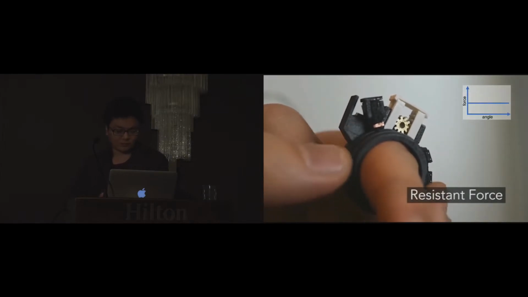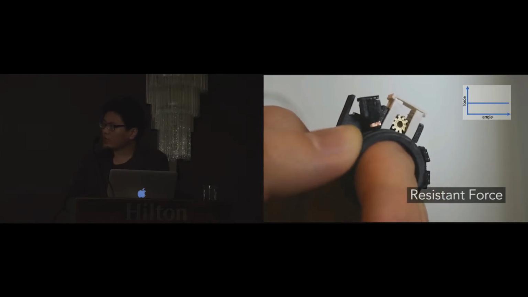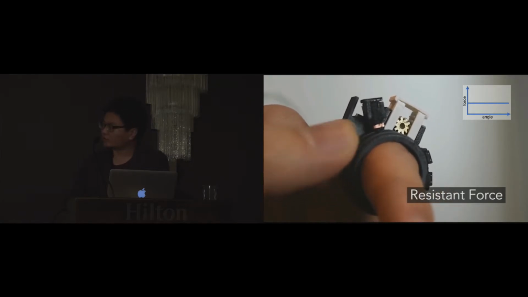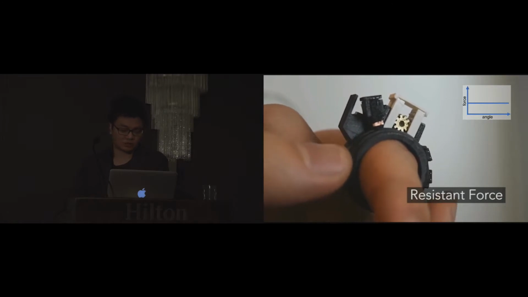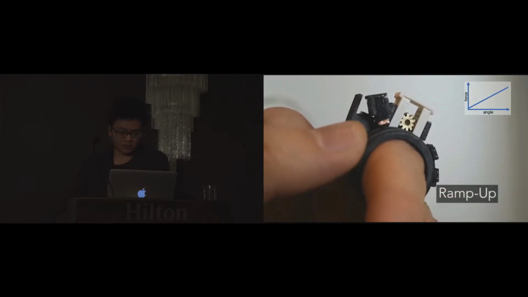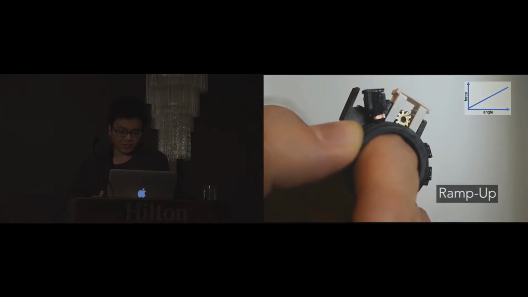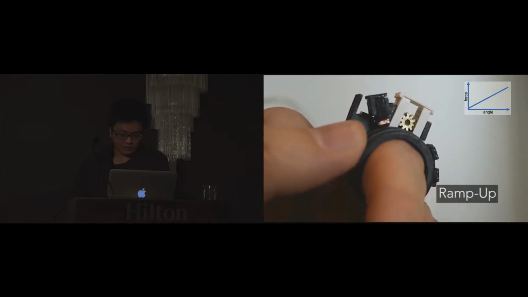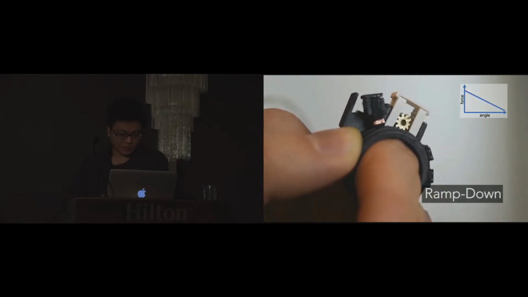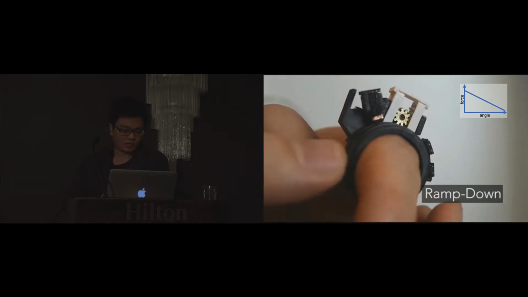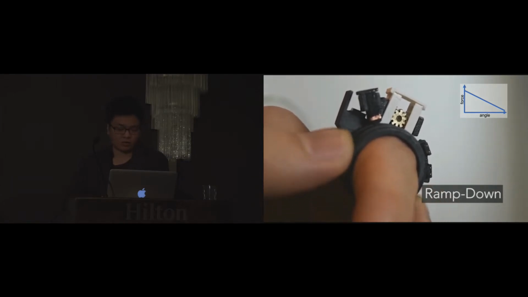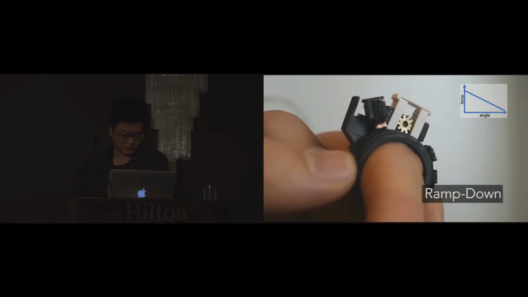With the resistant force, the brake pad stays in contact with the outer race and provides a constant friction to the user. With the ramp up, the brake pad moves down slowly as the user rotates. And the ramp down is opposite to ramp up. The brake pad moves up as the user rotates the ring.